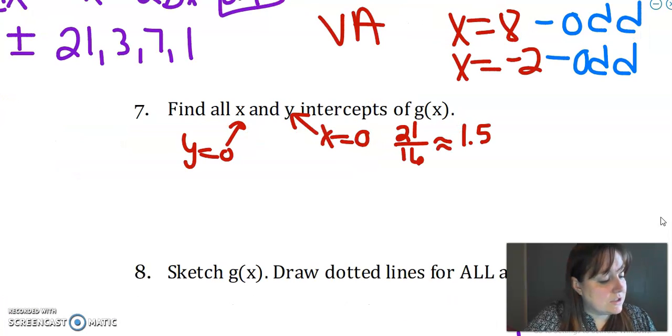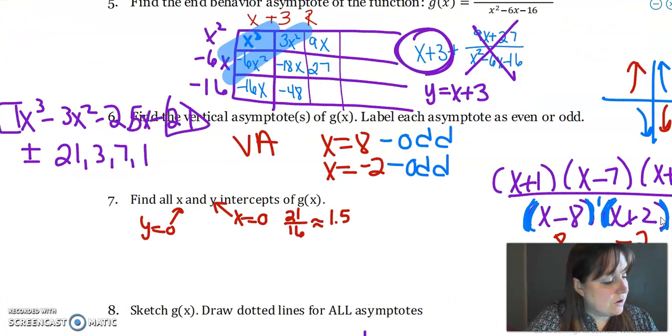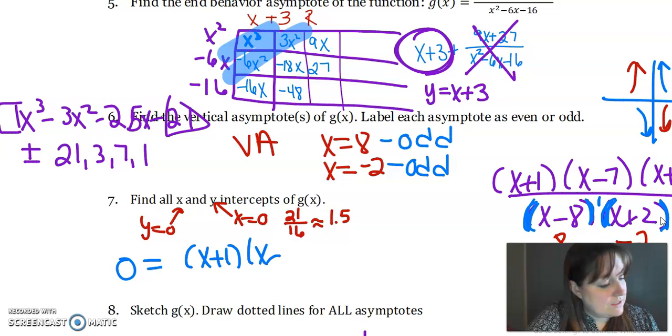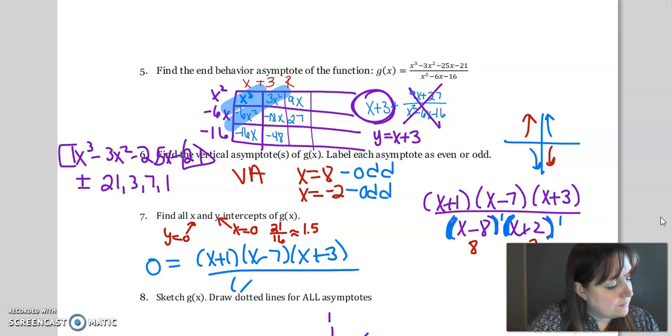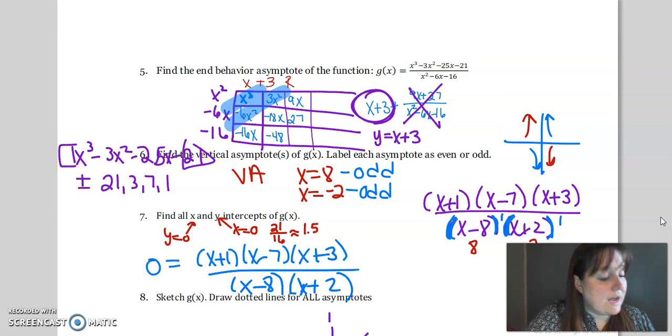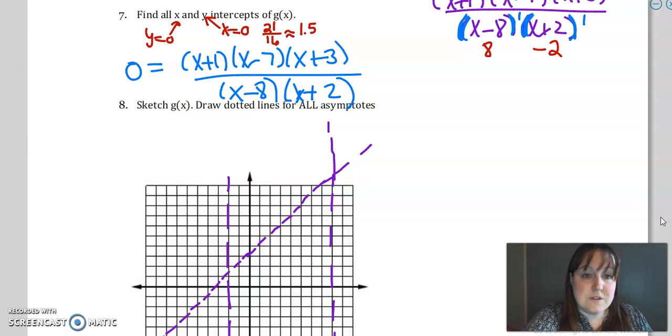Now our x-intercept, we look for when y is equal to 0. And remember, we have to go 0 equals x plus 1 times x minus 7 times x plus 3, over x minus 8 times x plus 2. Now remember, when we're looking at x-intercepts, the only way for this function to be equal to 0 is if the numerator is equal to 0. The denominator doesn't matter. We could multiply it on both sides and it would just cancel right out, right?